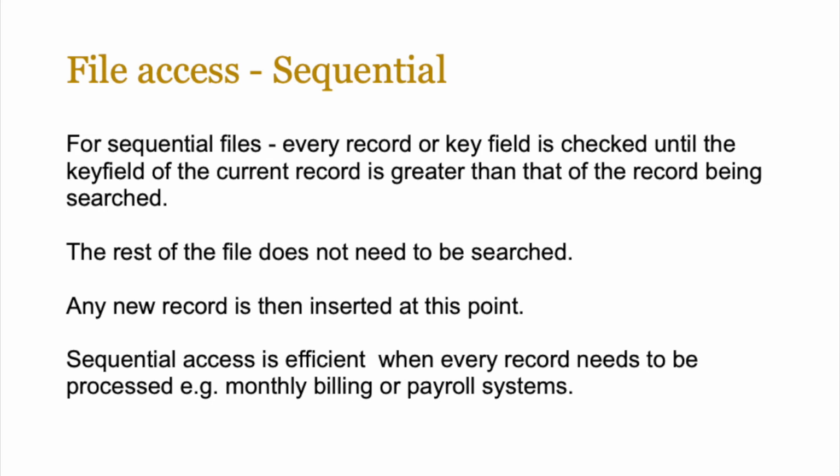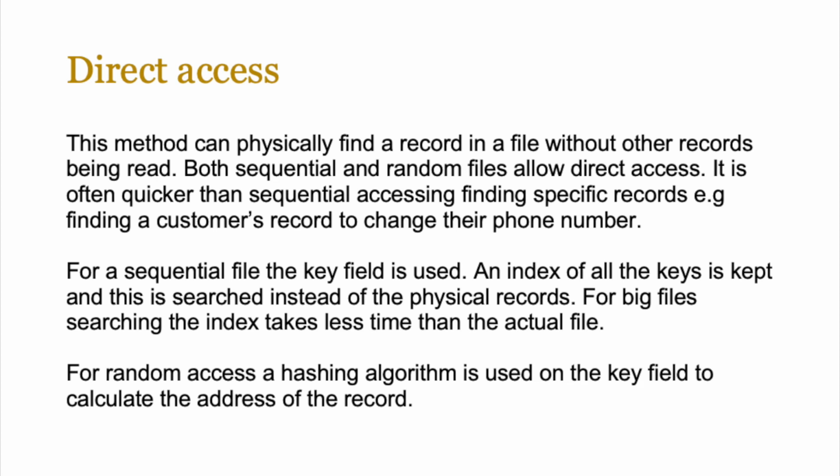Now, direct access is a method which can physically find a record in a file without other records being read at all. Now, both sequential and random files allow you to directly access data. So remember, sequential access can only be used in serial and sequential files.